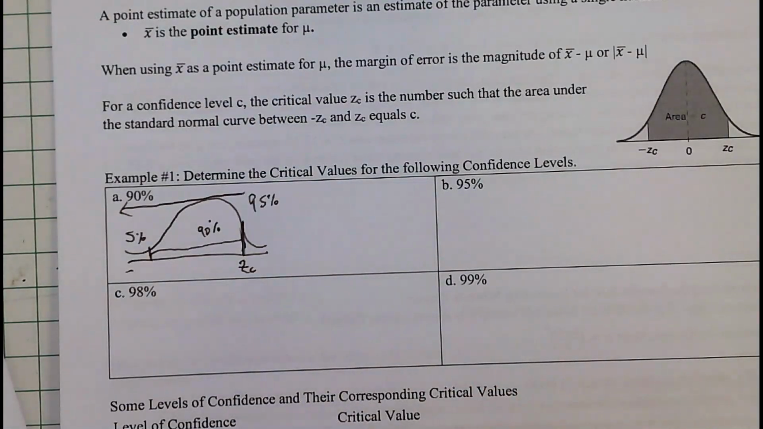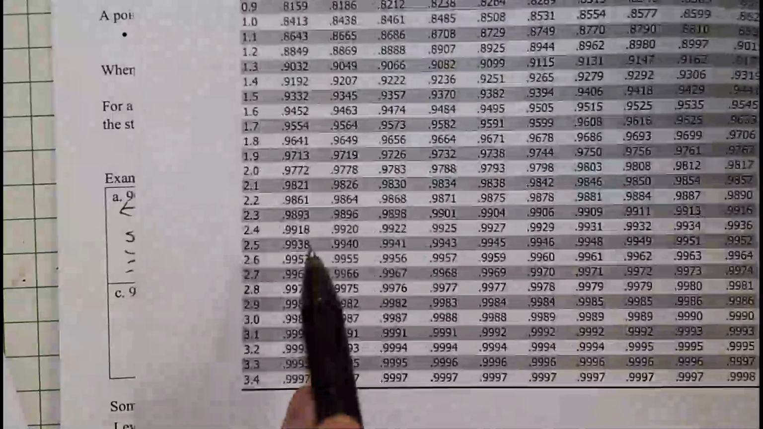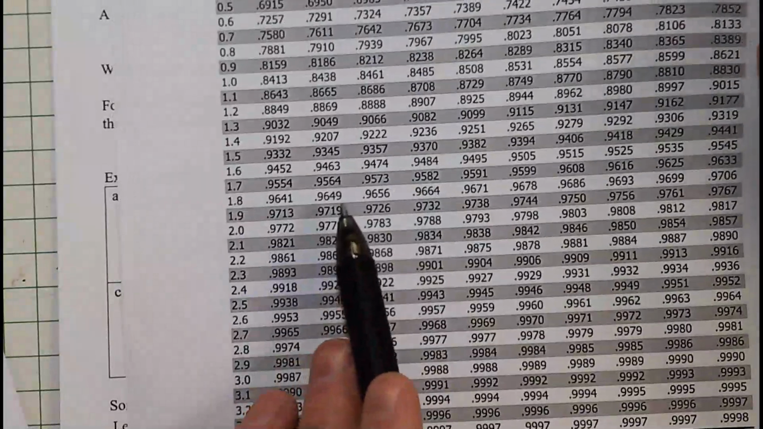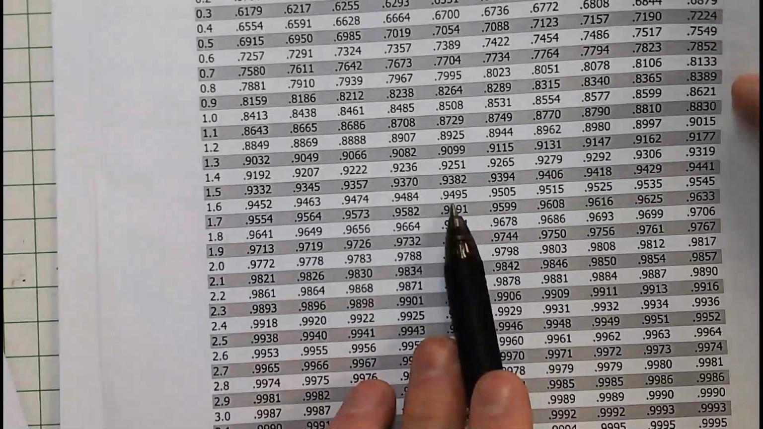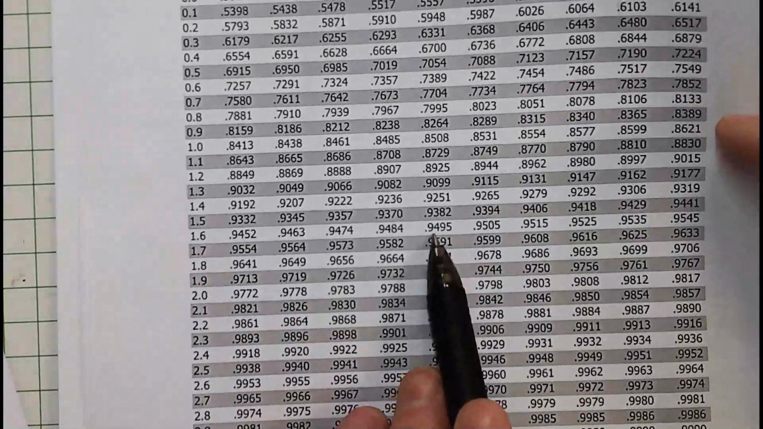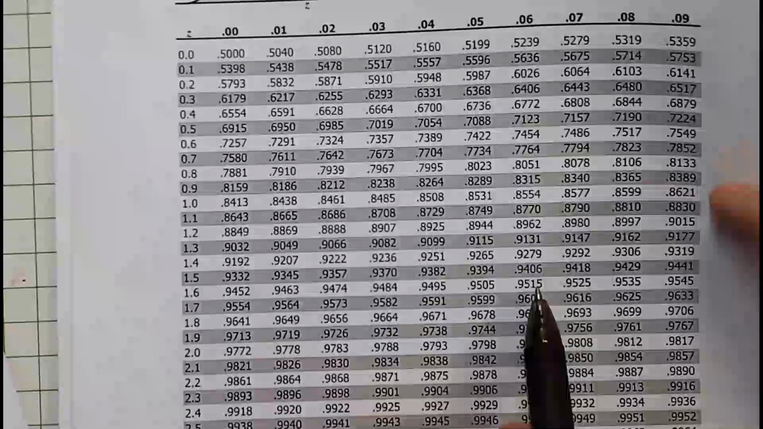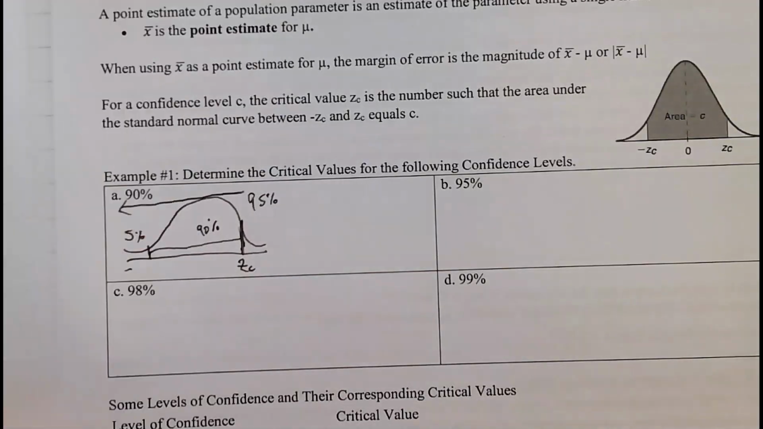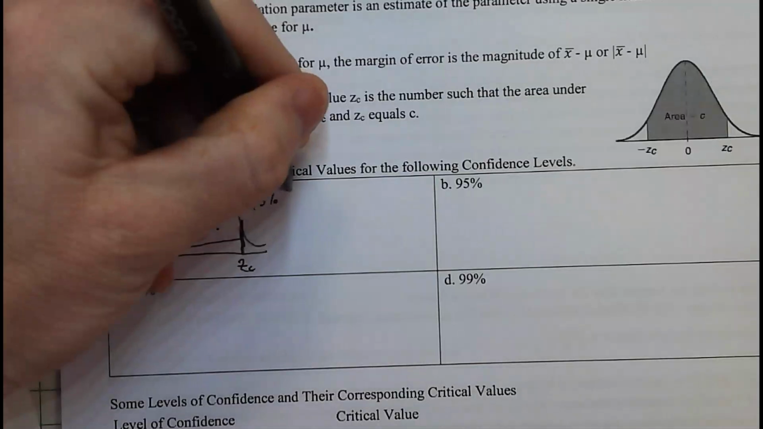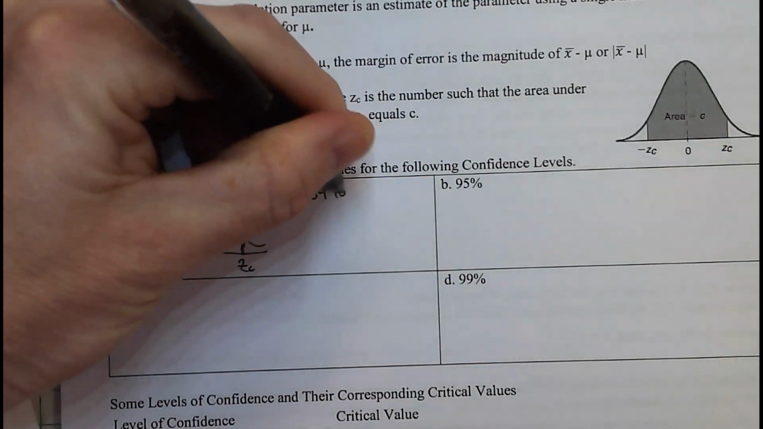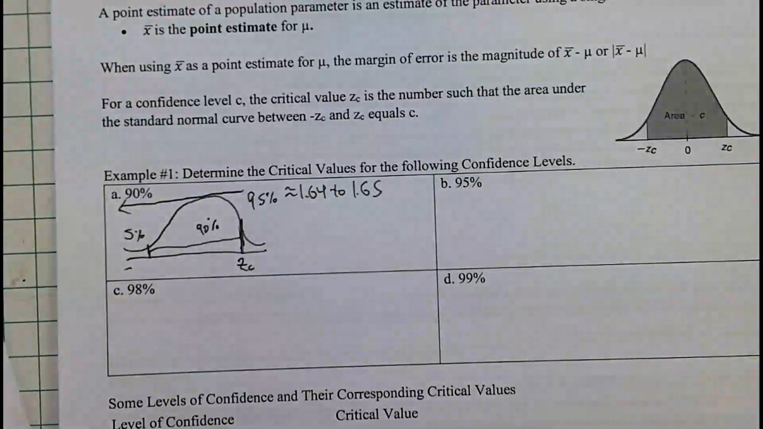Now you have to figure out the critical value for that point. You could use the z table, which is a little outdated, and go look for 0.95. You find it's somewhere around 1.64 to 1.65. I think that's one way to do it.